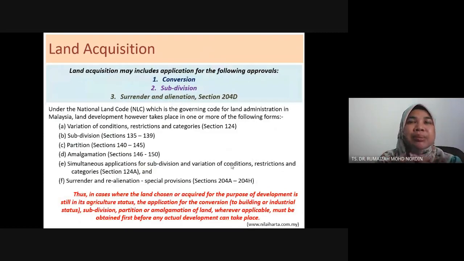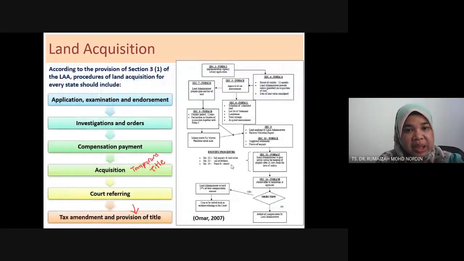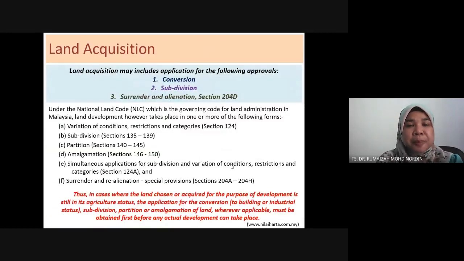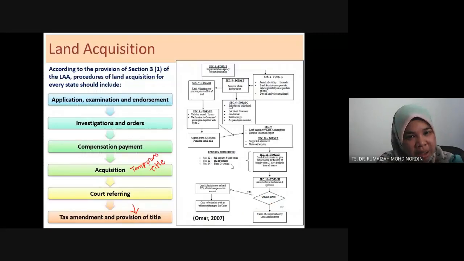For example, say our land is already building land. So we want to buy a land size of 3 acres and the land is indeed sold as 3 acres. So this is the process. However, if the land is agriculture land, and we want to build, we need to convert from agriculture to building. And if the land is 50 acres, and we only want 5 acres, we need to subdivide first. Then only will the acquisition process happen.